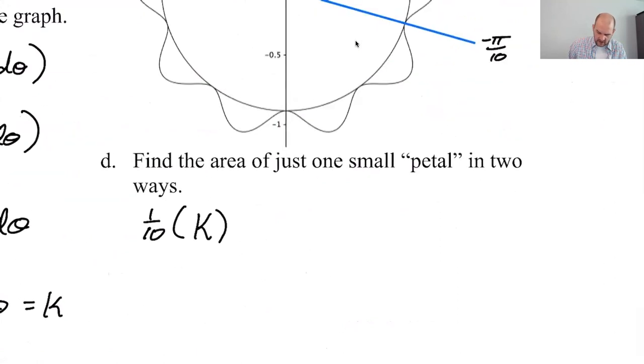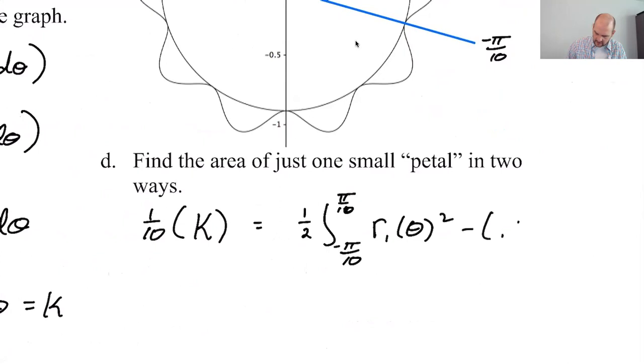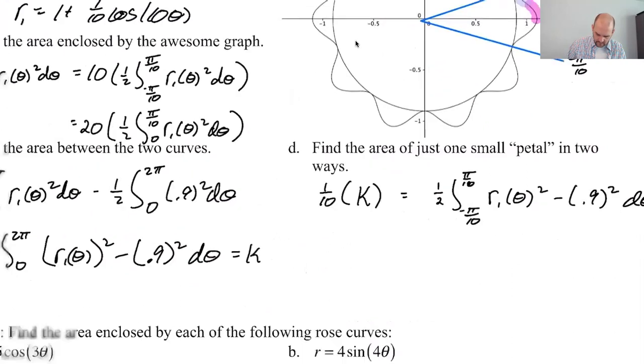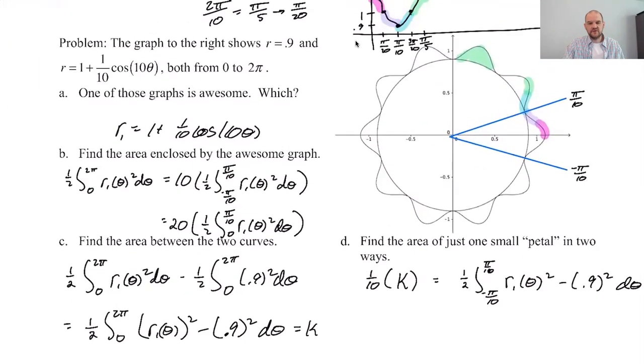So it should be 1/2 the integral from negative pi over 10 to pi over 10 of the big curve, which is R1, minus the little curve, which is our circle, d theta. Okay, so a lot of calculator punching now. So I'm going to go in and do that.